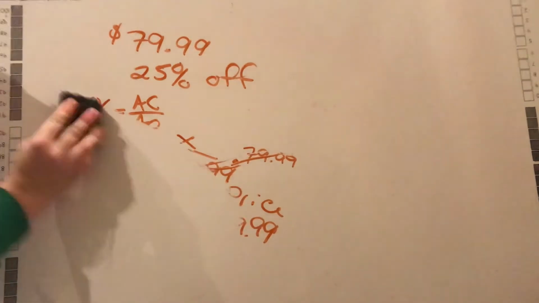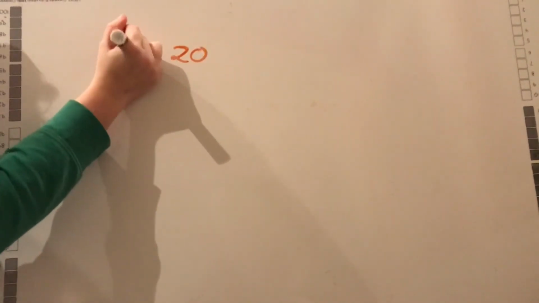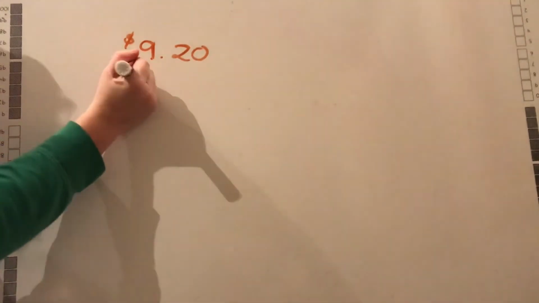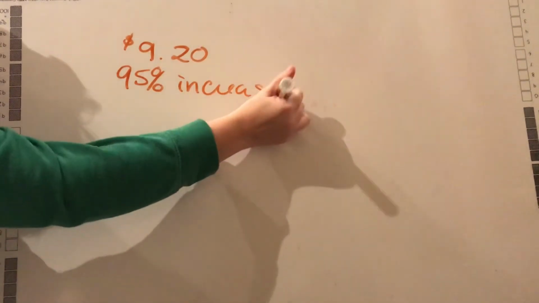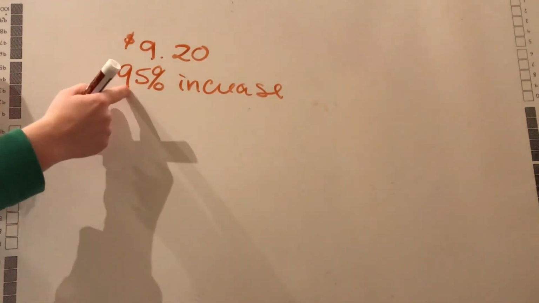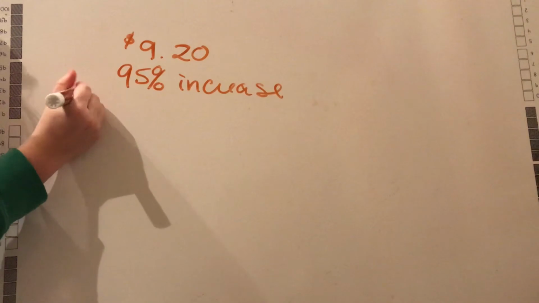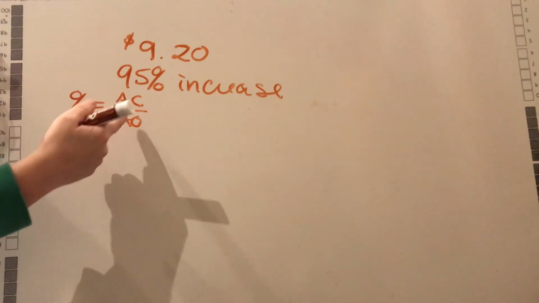All right, one more example, and then you can get started on your homework. So it says, Winter Wonders buys snow globes from a manufacturer for $9.20 each. So their cost is $9.20. They sell it at a 95% increase. What is the retail price of the snow globe? So they're increasing it by that percentage. Let's put our formula up here. Percent equals AC over AO.